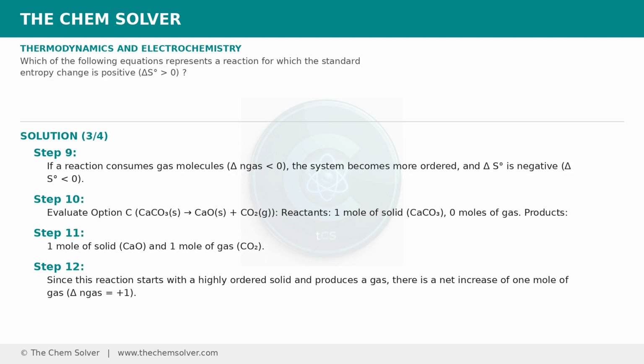If a reaction consumes gas molecules, ΔN gas < 0, the system becomes more ordered, and ΔS° is negative, ΔS° < 0.